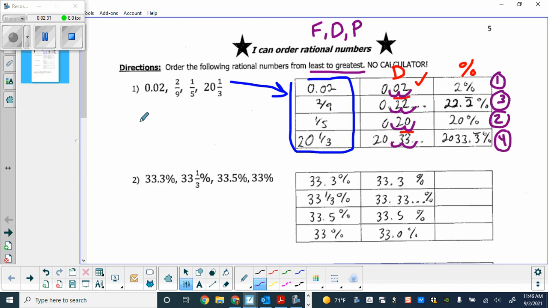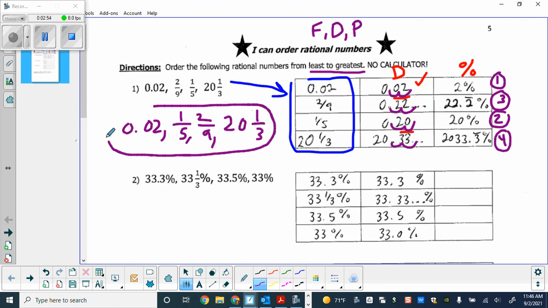So when you list them, you just want to list them using the original format. So the first one we said was the 2%, so originally a 2/100ths. Then we said the 20%, which was originally a 1/5. Then we said the 22 repeating, so that's the 2/9. And then last but not least, literally last but greatest, we'd have the 20 and the 1/3. And this is us putting these in order from least to greatest.